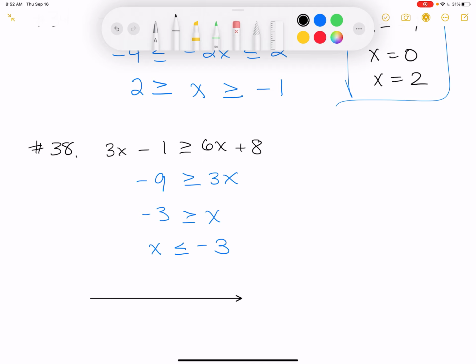Sorry. I did too. How do we know if it's parentheses? Never mind. You know it's closed because it's got the line on it. All right, we need the closed bracket. Yep, we need the closed bracket because it's less than or equal to. Oh, it looks weird. I put it the wrong way.